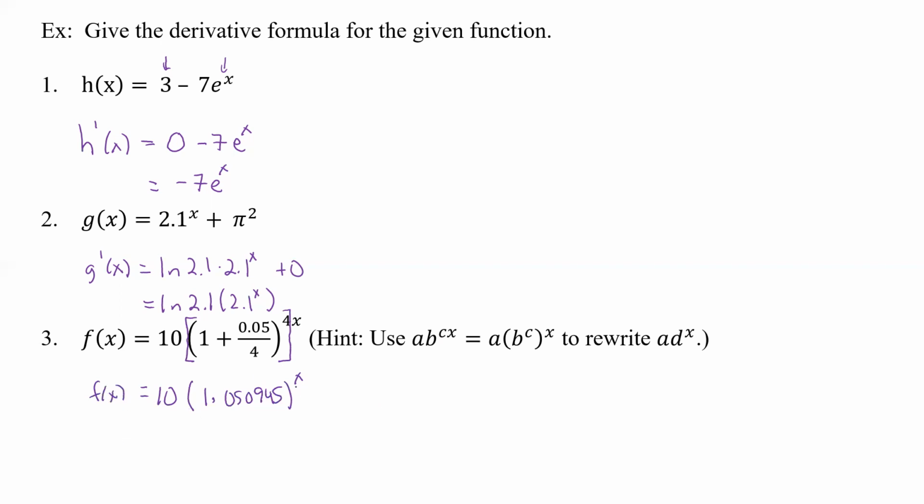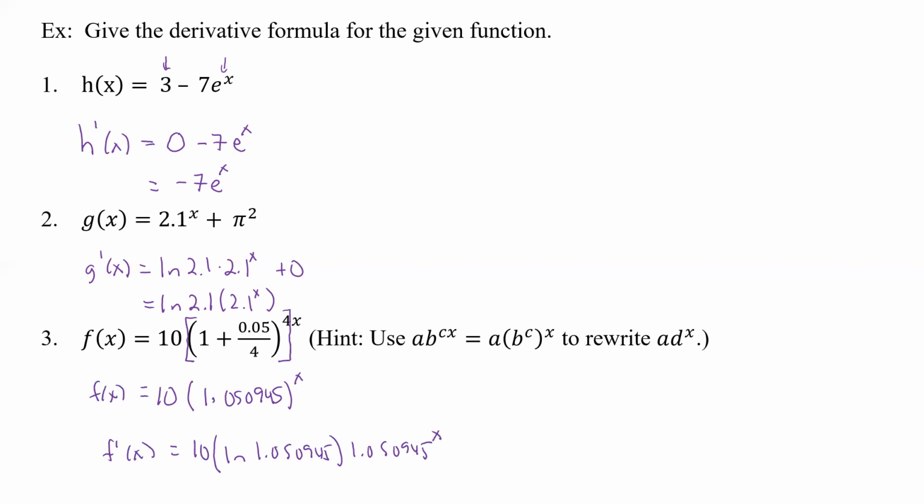Now, what does this look like? Well, it looks like we have a constant times some exponential. And so f prime of x is going to be equal to 10 times, and maybe I'll put that in parentheses. Now remember, when we have the exponential, we're going to take the ln of 1.050945 times, and then we'll have this number to the x. So that would be our whole thing.